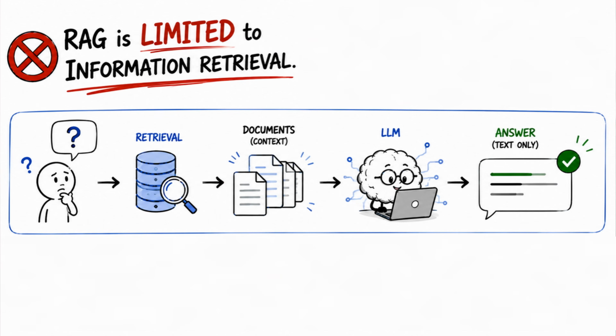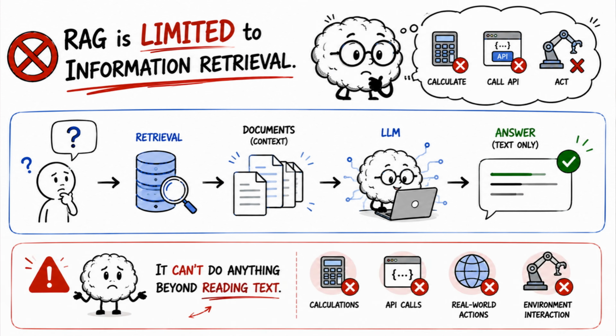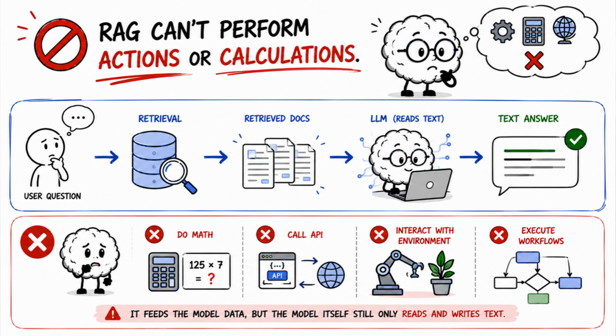Also, RAG is limited to information retrieval. It cannot perform actions or calculations. And if the user's question needs the AI to do something beyond reading text, for example, let's run a calculation or call an API or interact with the environment, vanilla RAG cannot handle that. It feeds the model data, but the model itself still just reads and writes text in one go. So while RAG extends knowledge, it doesn't extend capability. It feeds the model information, but the model still produces a single response and stops.